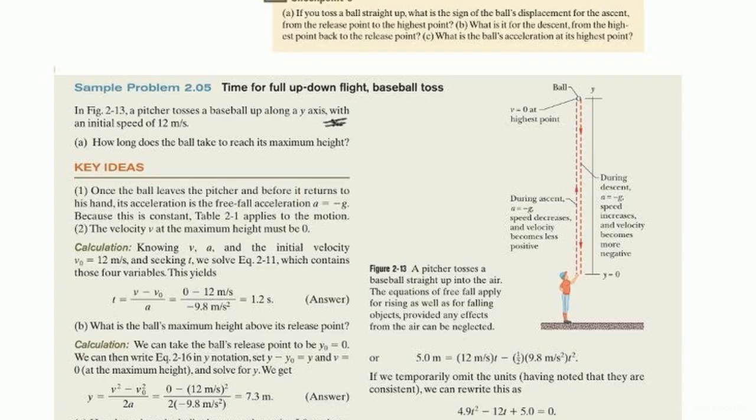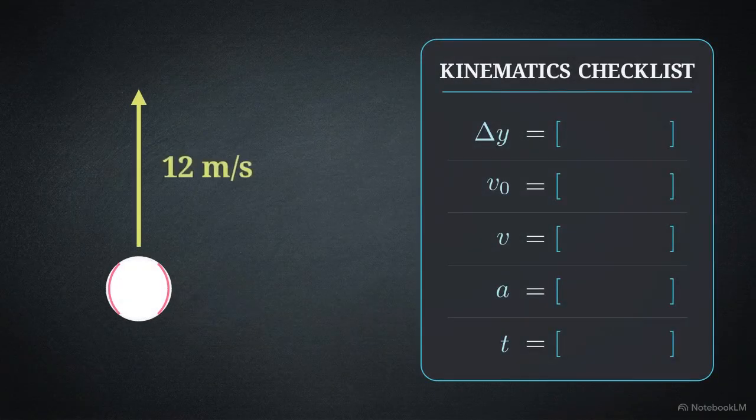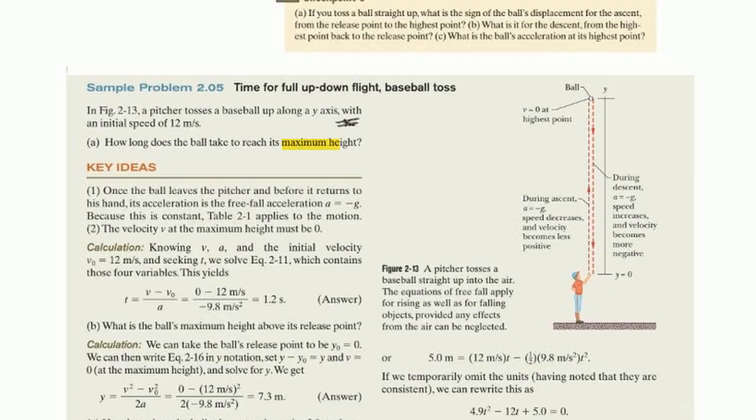Let's apply this to a free-fall scenario where a pitcher tosses a baseball straight up. At first glance, the problem seems to offer only one piece of data, an initial speed of 12 meters per second. But the physical conditions described provide the rest of the numbers we need. Take the description maximum height.